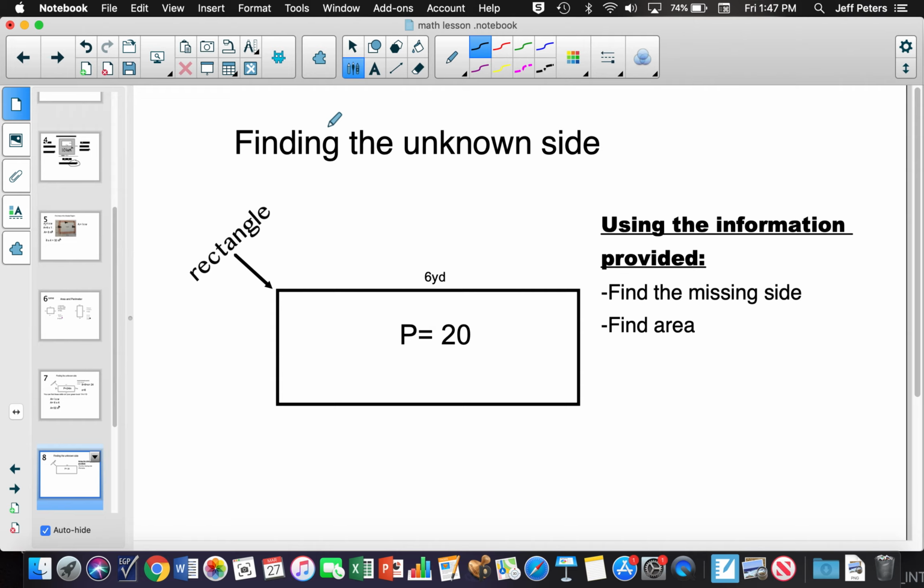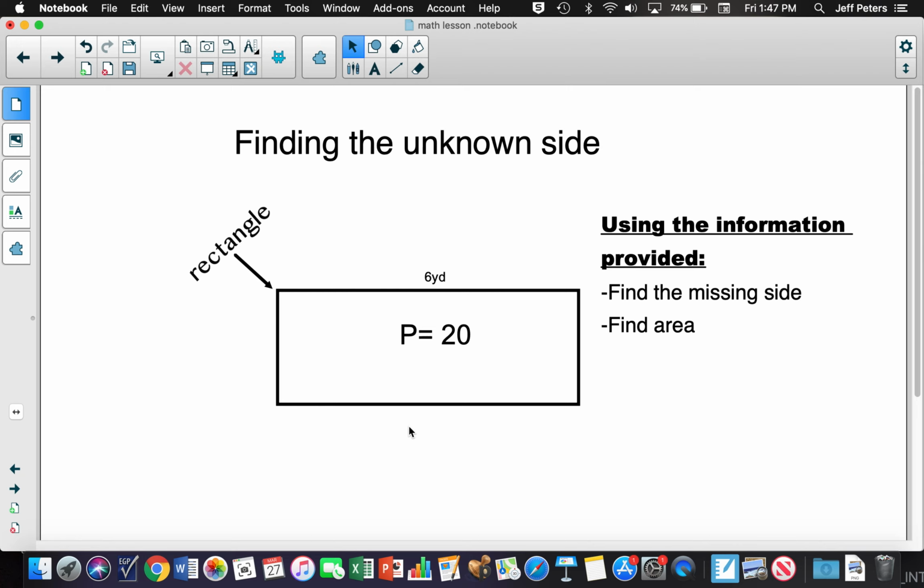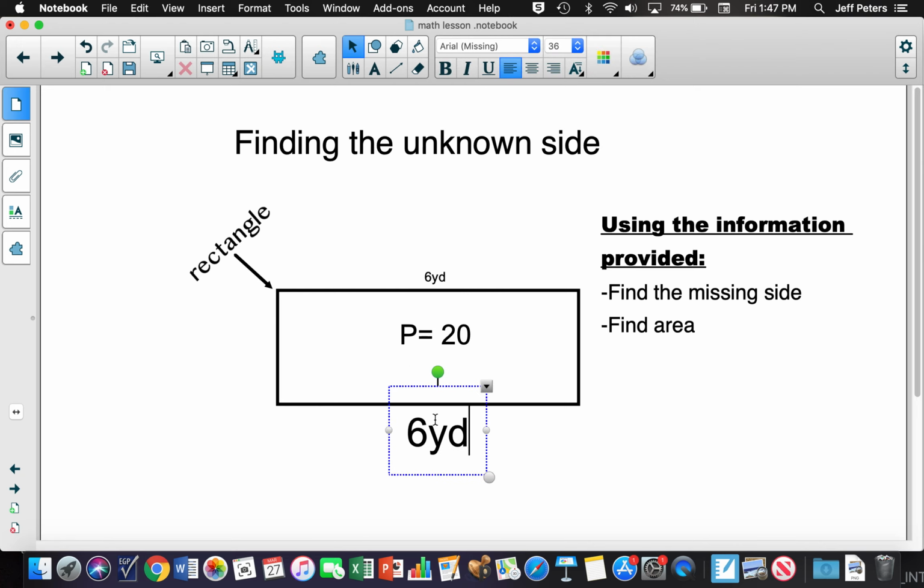This time we have a perimeter in this rectangle of 20, and we know that that top side is 6. Same direction here. We need to go ahead and fill in these missing sides. Again, with our rules of a rectangle, we know that if this length is 6, the opposite length is also going to be 6.